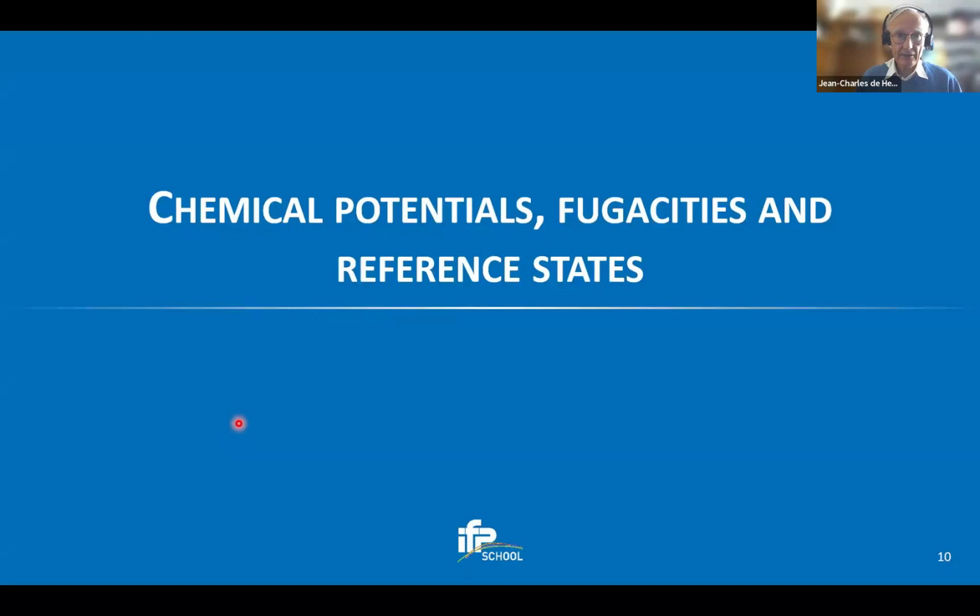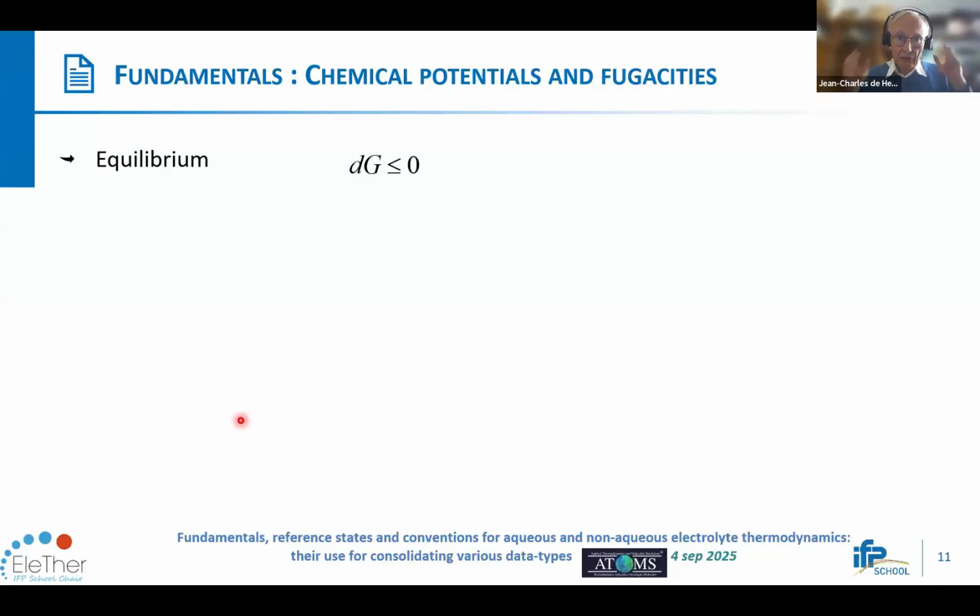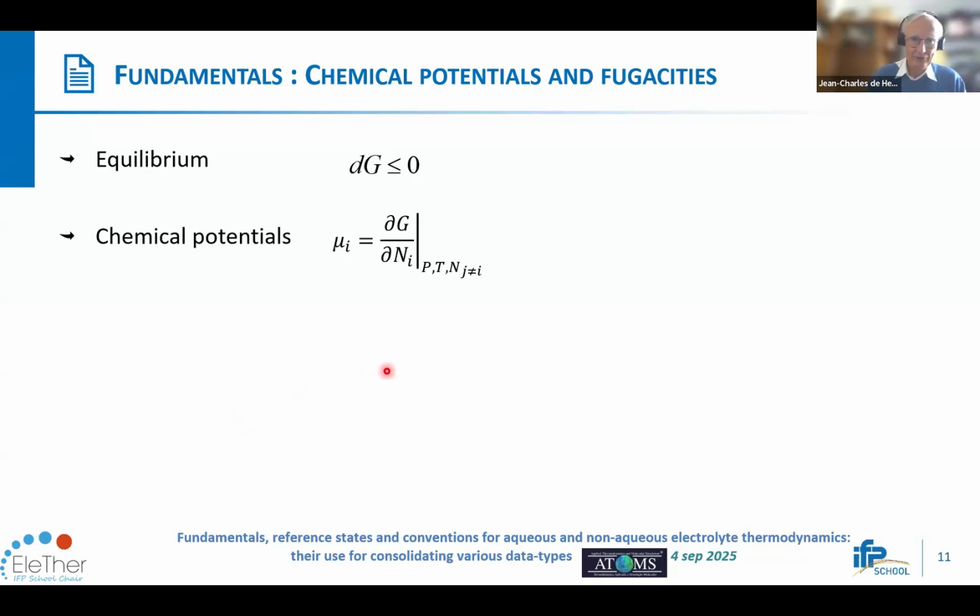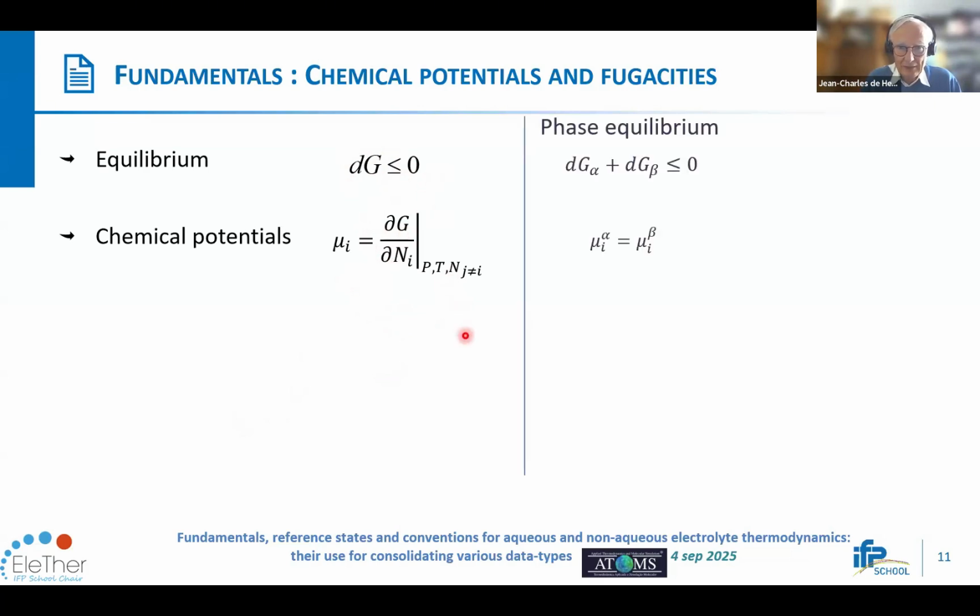So let's start on chemical potential, fugacities, and reference states. As you all know, equilibrium is defined by the minimum of the Gibbs free energy. That's really the basic of chemical engineering of equilibrium, and for that we need to have the chemical potentials that are the tangents, I would say, of this equilibrium line, and that will result in this type of equation.